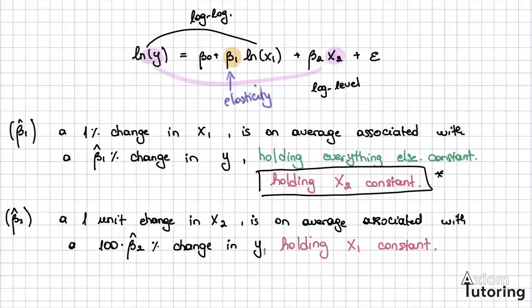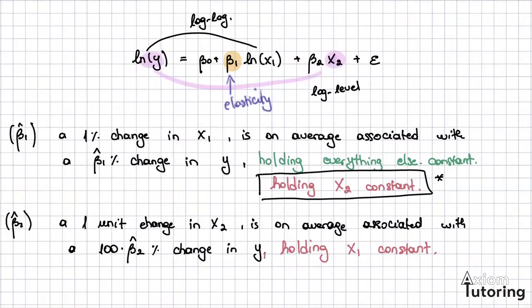Okay, so look carefully. For the first one, I had the log-log model, so I kept that interpretation. For x2, I have the log-level model, so I'm going to keep exactly that interpretation. However, that interpretation now becomes conditional on holding the other variable constant. Okay? So in simple regression, the interpretation is unconditional. In multiple regression, it is always a partial effect.